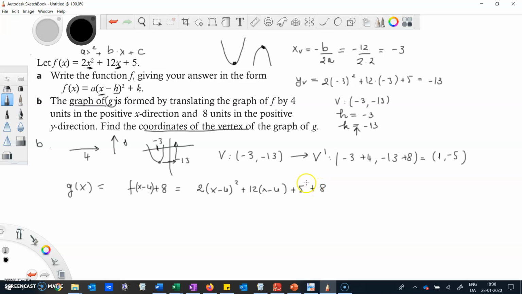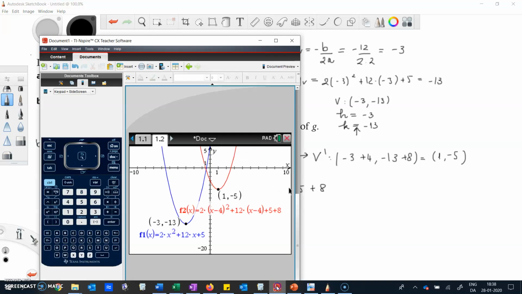Now, if you don't believe me, we can always graph it. The calculator was not allowed in these exam questions, but I used it for checking my answers. So here they are, the two functions we're talking about, f of x, the blue one, and g of x, the red one. And you can notice that the blue one has a vertex where we found it, minus 3, minus 13, and the red one has a vertex at 1, minus 5, which is what we found previously.